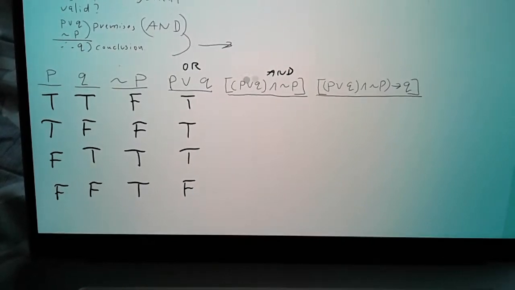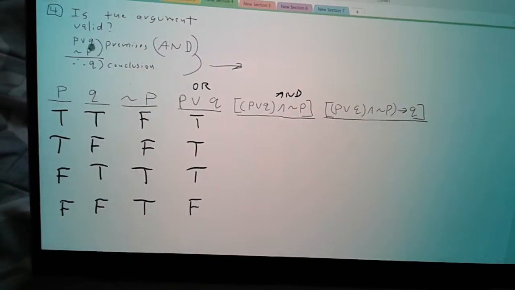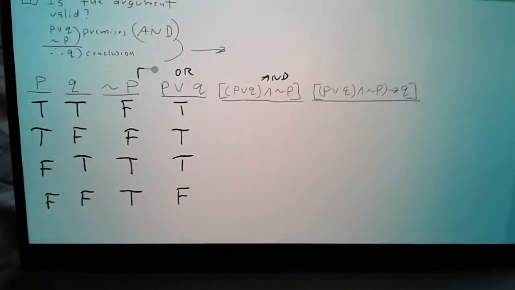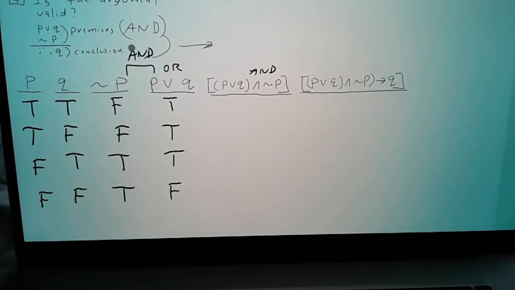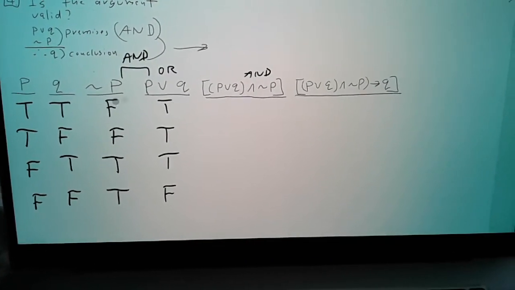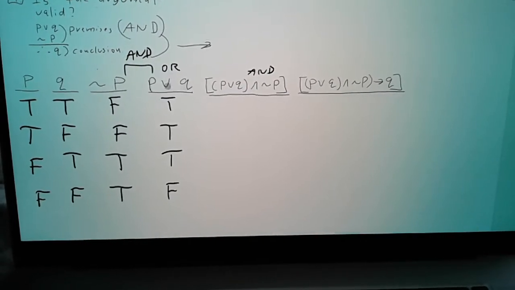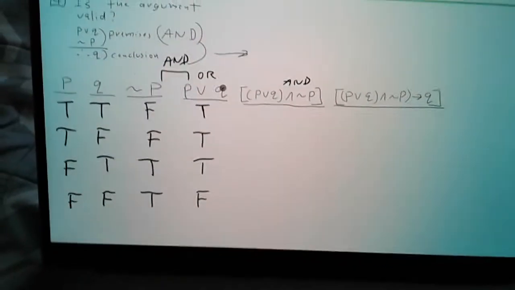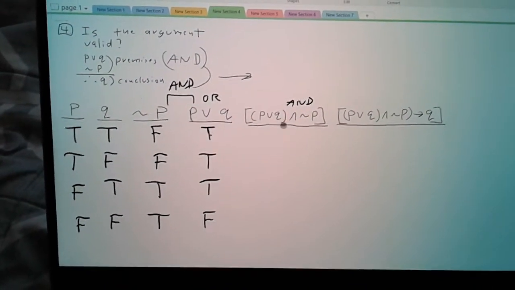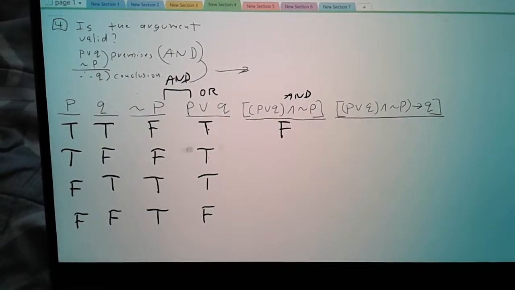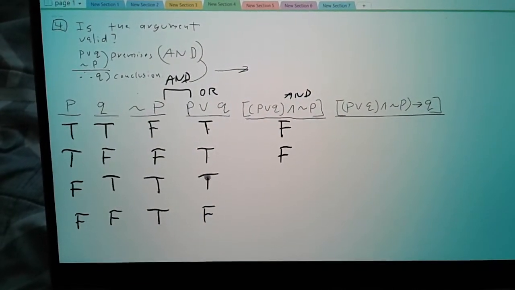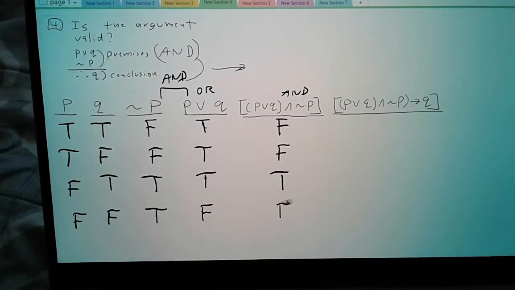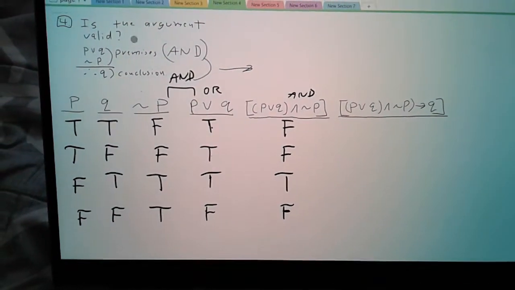So now we have to take the AND of the premises. So P or Q and not P are the premises. So I have to AND these two columns together. For an AND, everything has to be true. If one of them is false, or if both of them are false, then it doesn't count, and the whole argument is invalid. So here I have true and false is false. True and false is false. True and true is true. They're both true. False and true is false. So we take the AND of the premises.